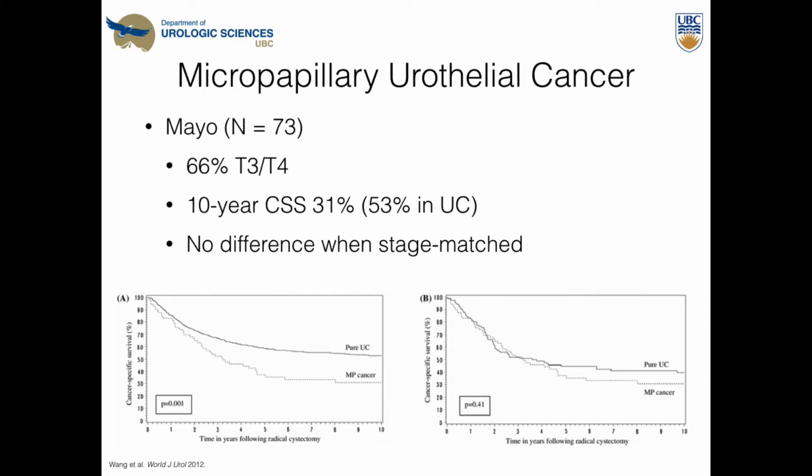Interestingly, though, they then stage matched the micropapillary patients to their urothelial patients. So you can see that from the bottom right-hand graph here. The bottom left-hand Kaplan-Meier curve shows just pure overall survival. Top line is urothelial, bottom line is micropapillary. You can see the separation there. But when they matched by stage, there was no difference, which is what you see in the bottom right Kaplan-Meier curve. So perhaps we can attribute the poor survival to just the fact that micropapillary tends to present more aggressively.